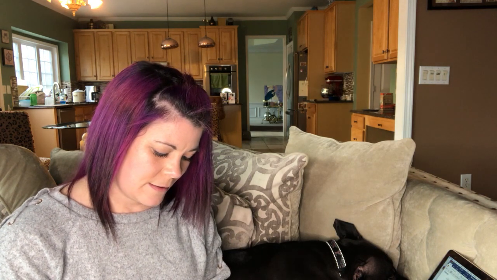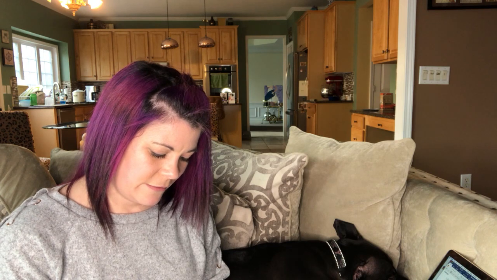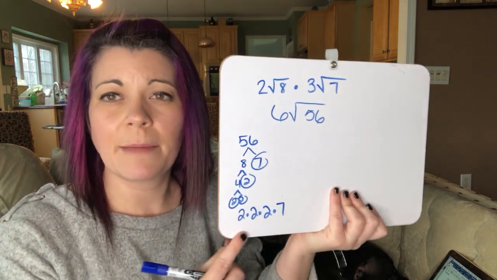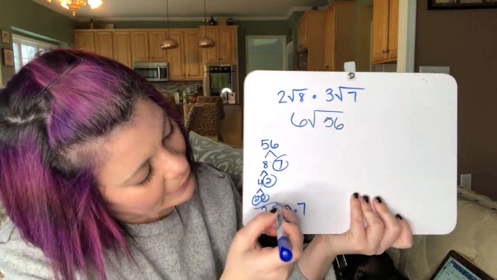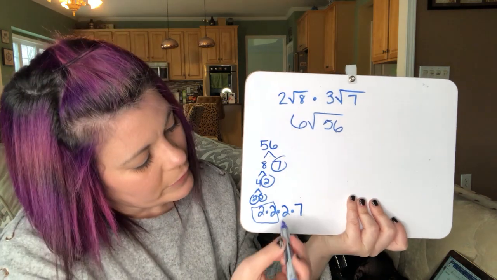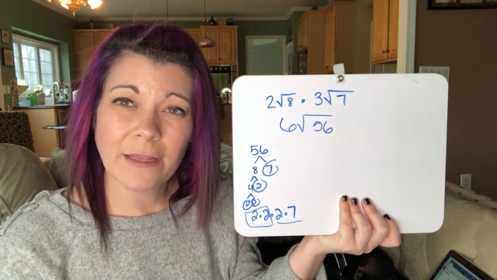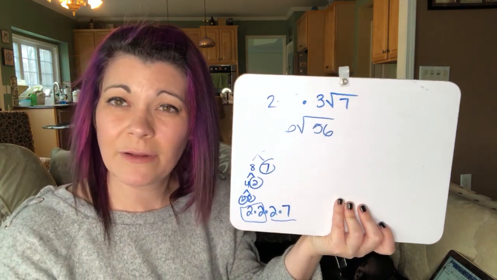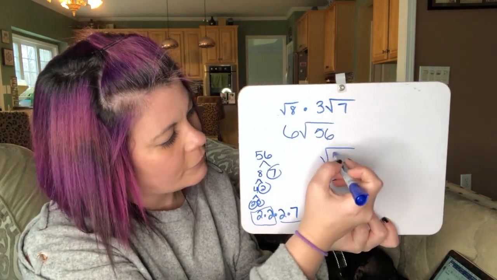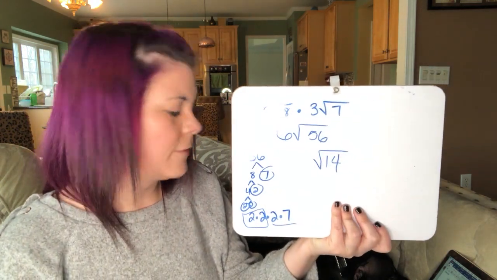We simplify it. So I'm going to do a prime factorization tree for the number under the radical, which is 56. And I am going to notice that it's 2 times 2 times 2 times 7 is the prime factorization of 56. I can take out a 2, left with 2 and a 7 still under the radical. So 2 times 7 is 14. So I'm still left with the radical of 14.